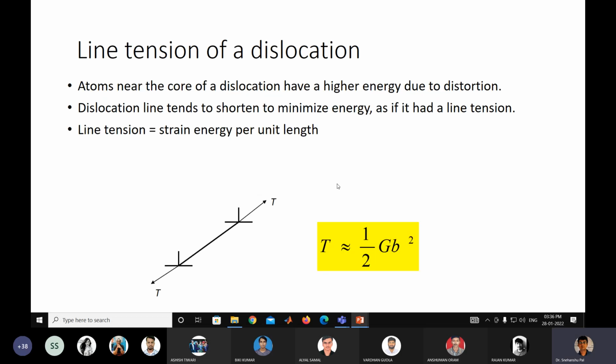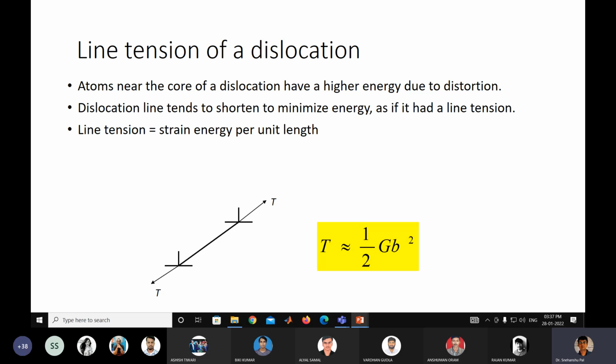Now you have to understand what is the line tension of a dislocation. So atoms near the core of a dislocation have higher energy due to distortion. You know that from the last lecture, when we were discussing the dislocation width, near where the distortion is more, when you are near the dislocation core. So here also atoms near the core of a dislocation have a higher energy due to distortion, and the dislocation line tends to shorten to minimize the energy as if it had a line tension. I mean, you want to minimize the defect, then only you will get the lower energy and stable structure. So the dislocation line tends to shorten to minimize the energy.